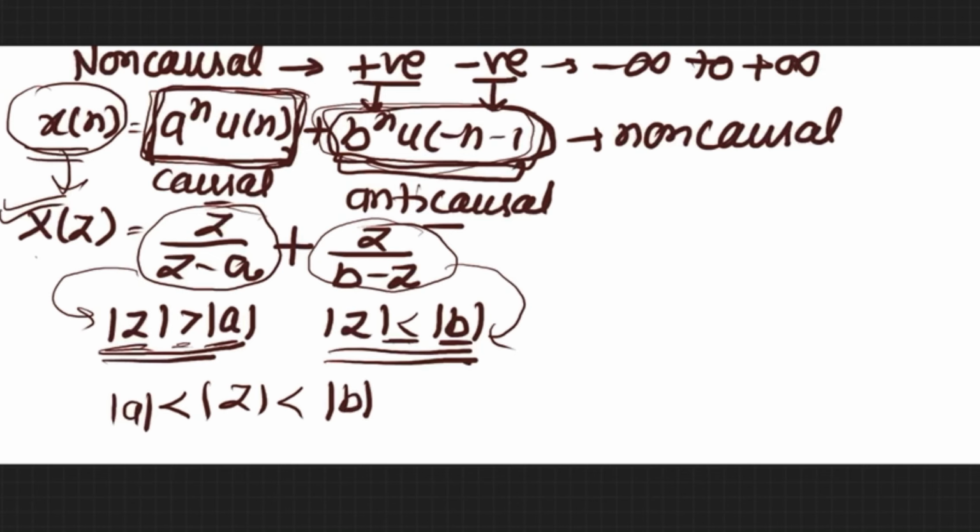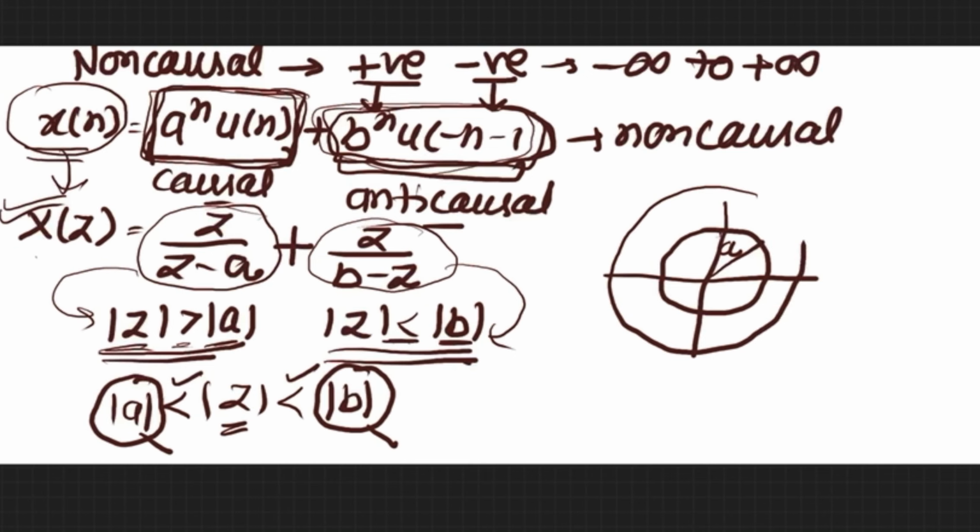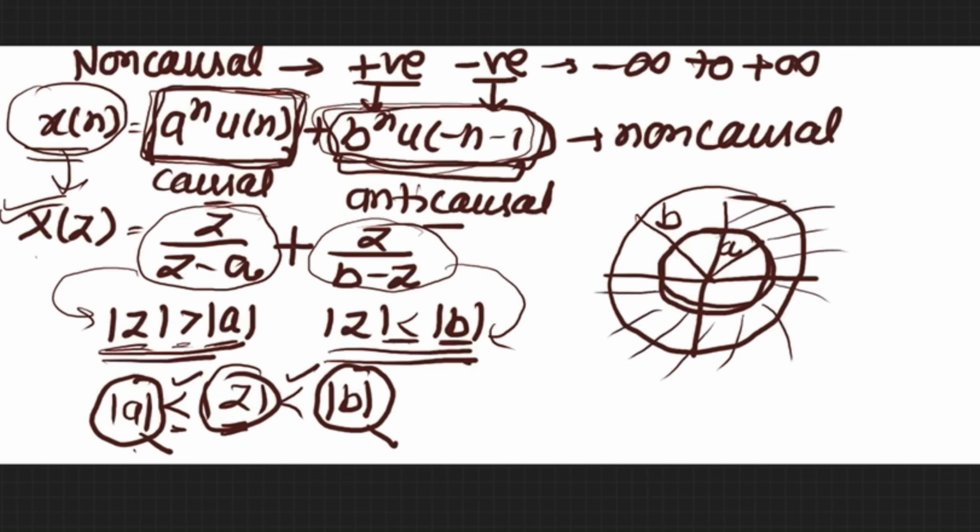So now while plotting, what are we supposed to make? We have to make two circles. The circle with radius A will be smaller and the circle with radius B will be bigger, because |Z| is greater than A and less than B. So we will plot a smaller circle with radius A and a bigger circle with radius B. Now |Z| is greater than A, so for this causal part, the region of convergence will be outside of the circle. So we are putting this hashing outside this circle.